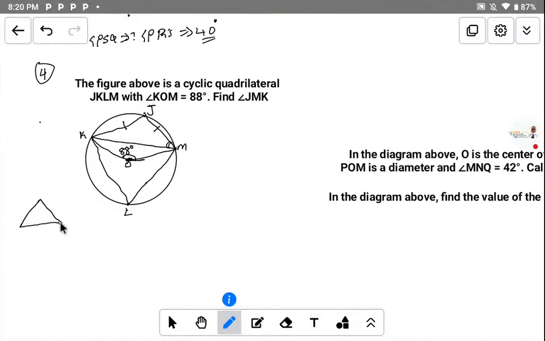Sorry, let me sketch it out here. We have our J here, and we have our M here, and we have our K here, and there's something here we have marked, which is a line. That means that this side and this side are equal. This side and this side are equal, and we have a triangle.